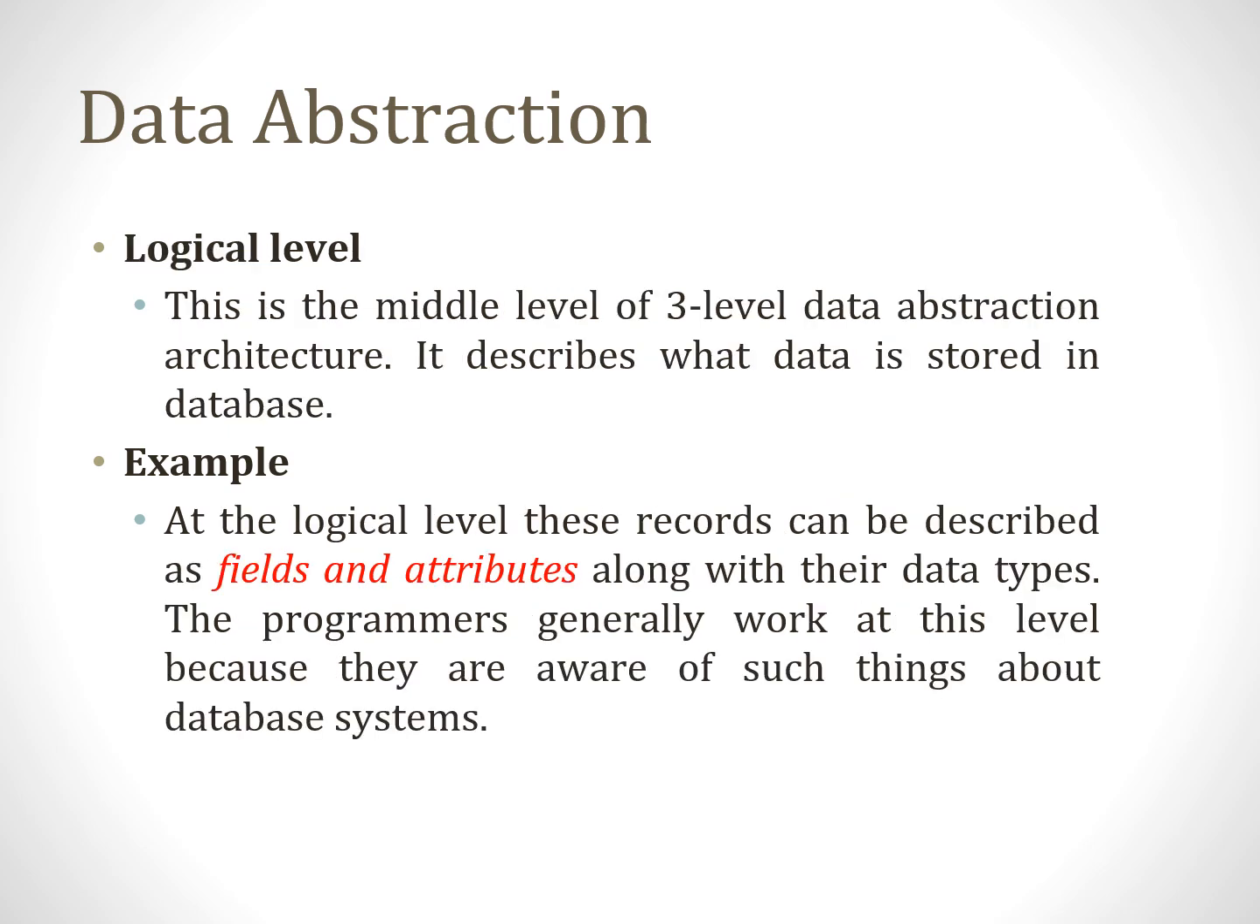Logical level. This is the middle level of the 3 levels of data abstraction architecture. It describes what data is stored in the database. At the logical level, these records can be described as fields and attributes along with their data types. The programmers generally work at this level because they are aware of such things about database systems.